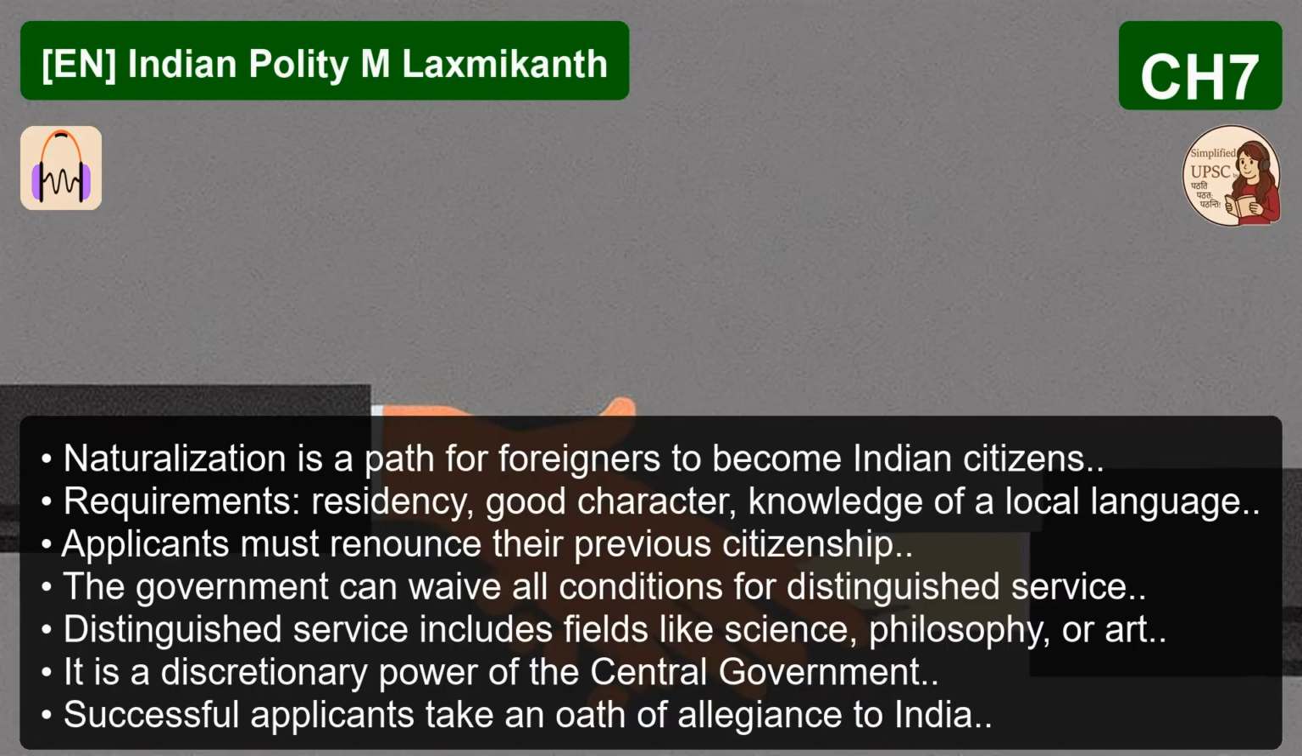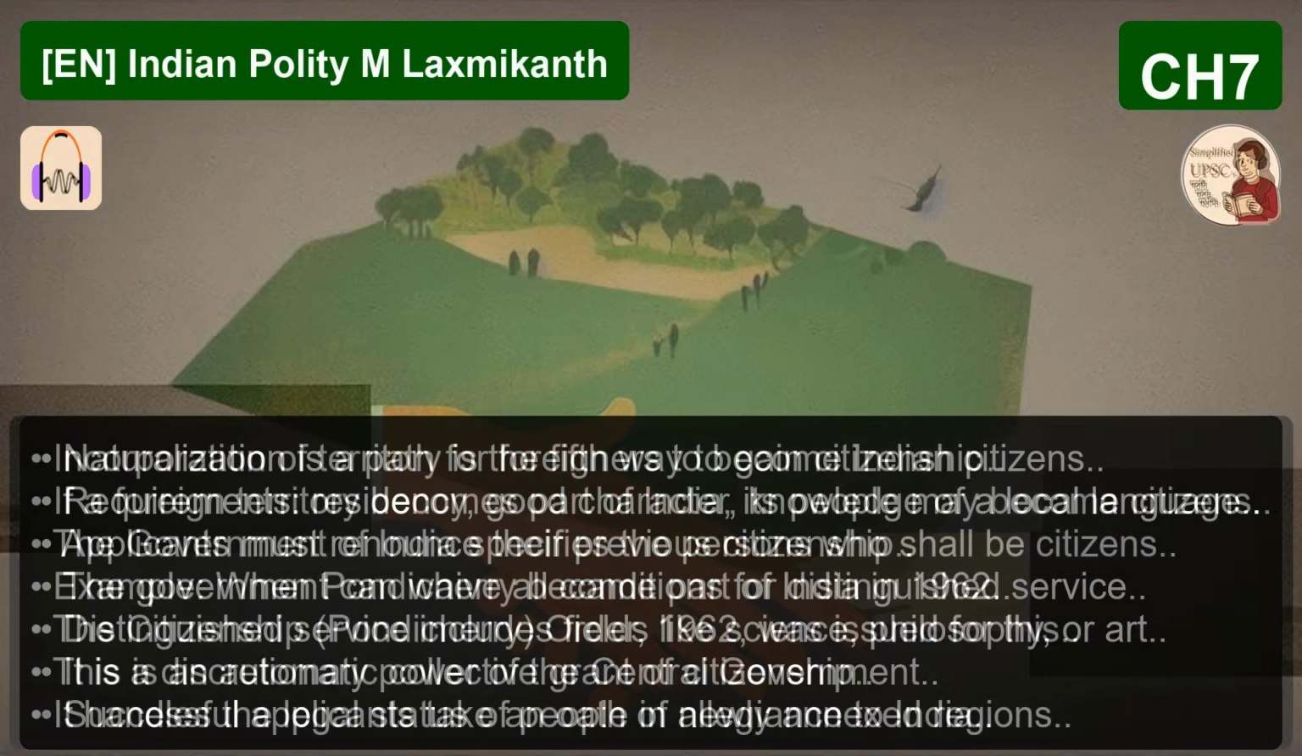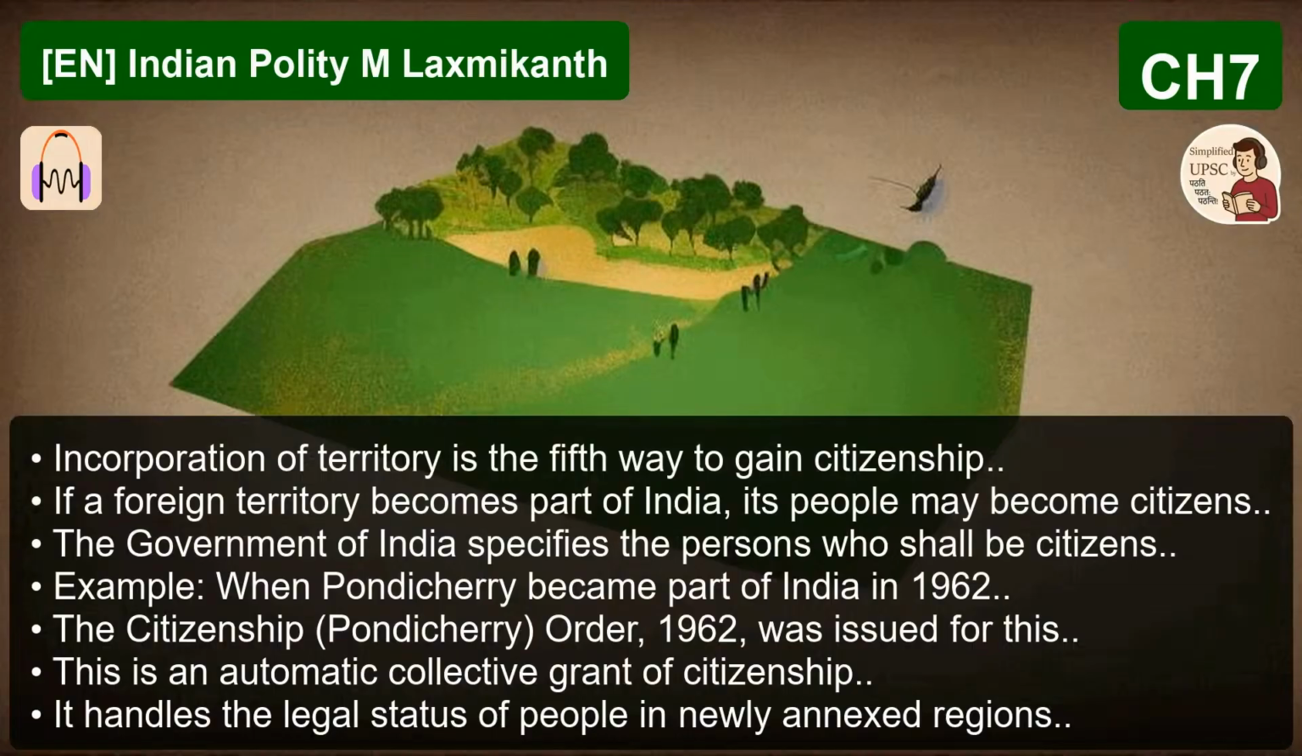Third, Article 19. This is the bedrock of our civil liberties, protecting the 6 fundamental rights regarding freedom. Freedom of speech and expression, assembly, association, movement, residence, and profession. Now, these core liberties are exclusive to Indian citizens. Why are foreigners excluded from these freedoms?